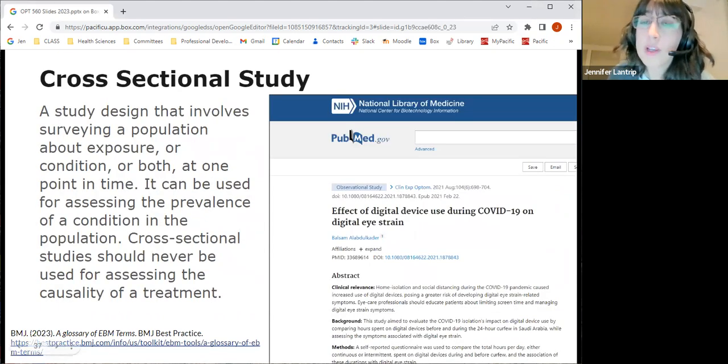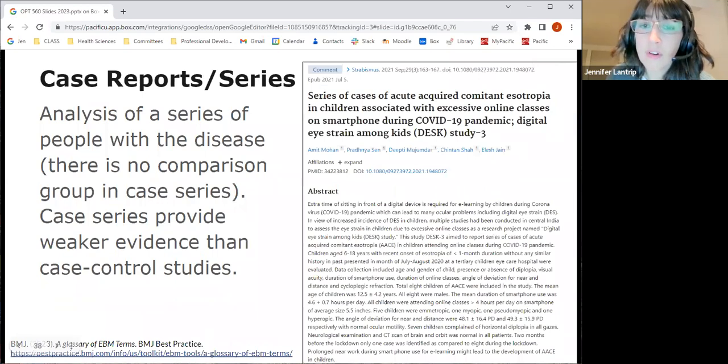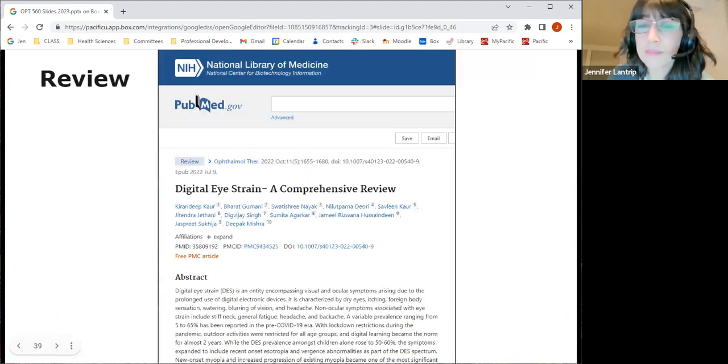Cross-sectional studies are a weak study design. They're grade D, and they involve surveying a population about an exposure, a condition, or both at one point in time. They can be used for assessing the prevalence of a condition in the population, but they should never be used for assessing causality or treatment. Finally, case reports or case series are analyses of a series of people with a disease when there's no comparison, and they're also a low level of evidence.